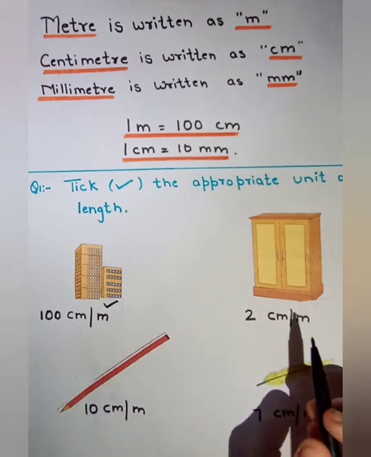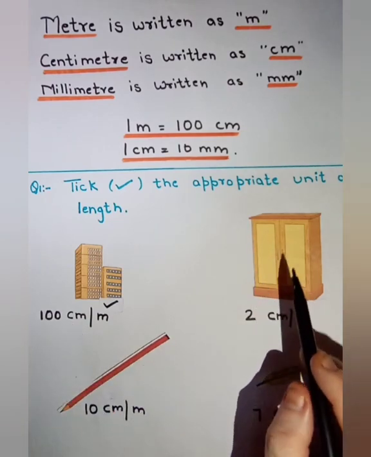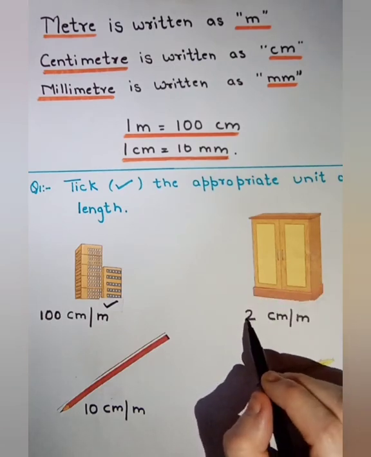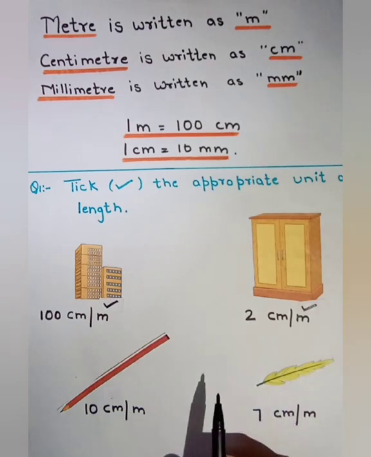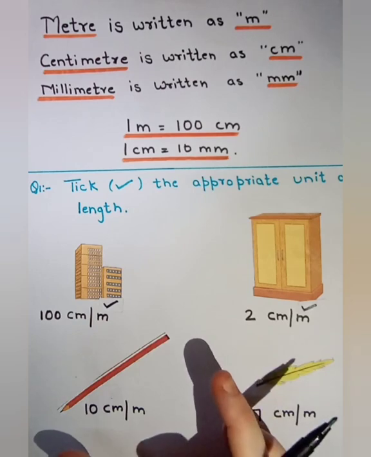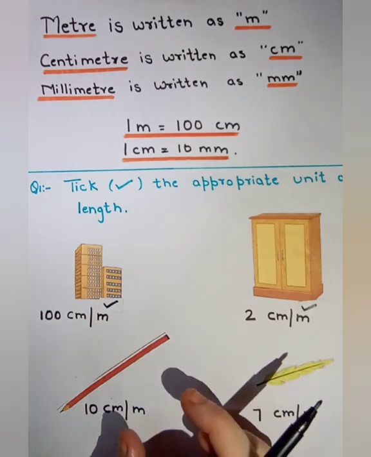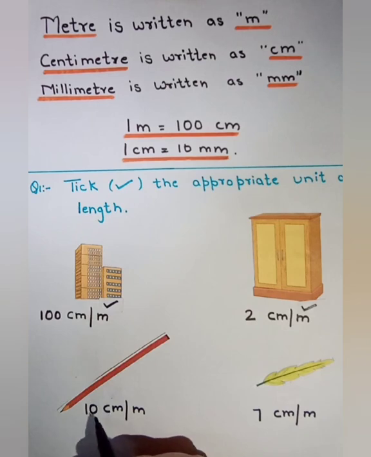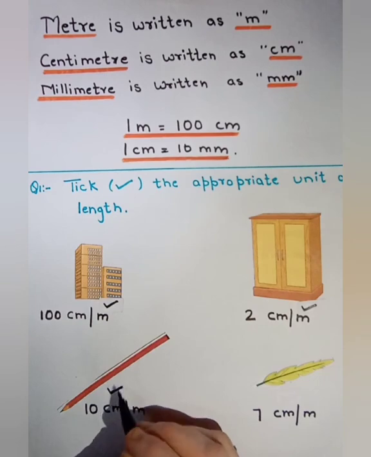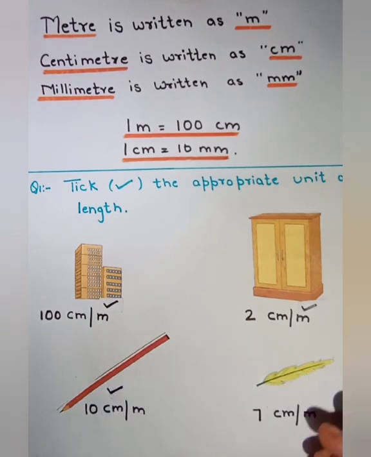Easy? Yes. Second one is cupboard. This cupboard is also tall. So it will be 2 meter. Okay. Next one is pencil. This pencil is short. So it will be measured in centimeter. So this pencil is 10 centimeter. Next one is feather. Again it is short. So it will be measured in centimeter, means 7 centimeter. Easy? Yes?